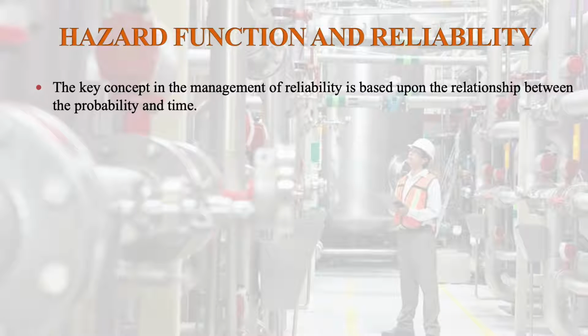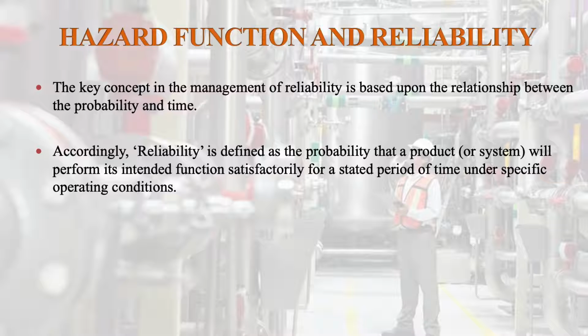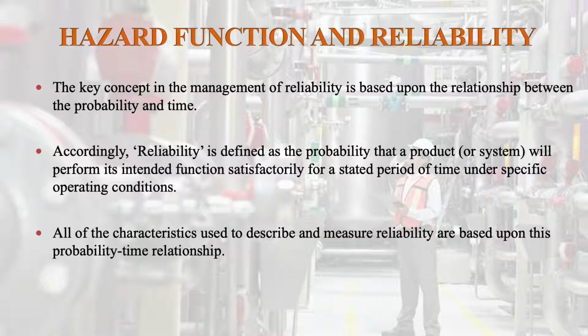Then, hazard function and reliability. The key concept in the management of reliability is based upon the relationship between probability and time. Accordingly, reliability is defined as the probability that a product or a system will perform its intended function satisfactorily for a stated period of time under specific operating conditions. All of the characteristics used to describe and measure reliability are based upon the probability-time relationship. So there is a relationship between probability and time for any system.